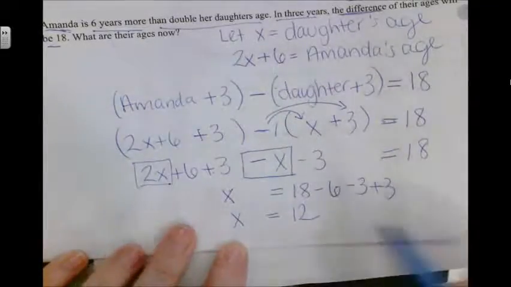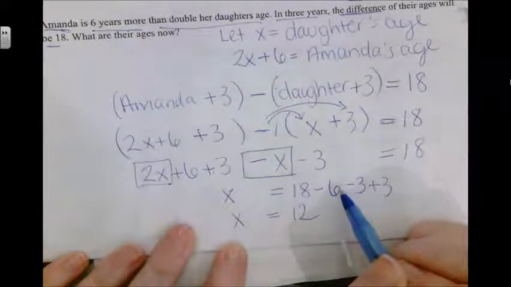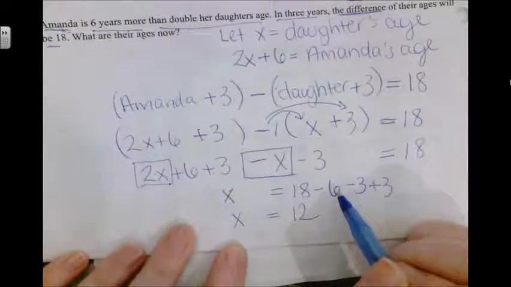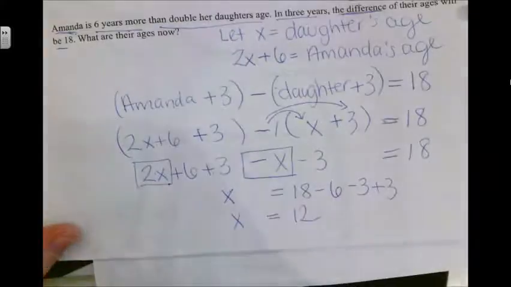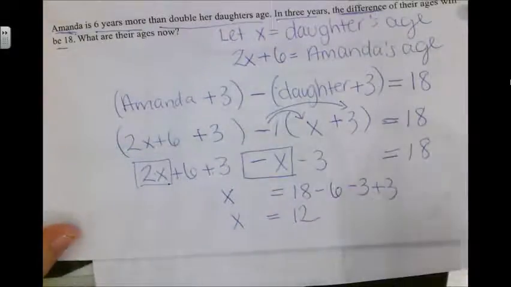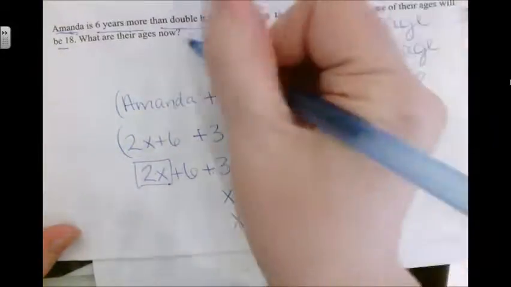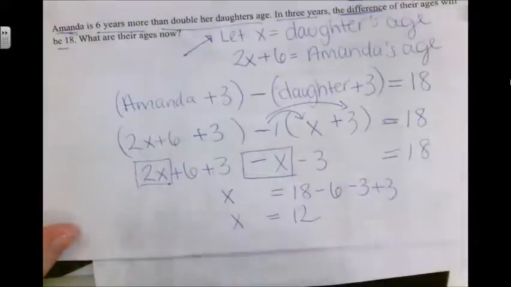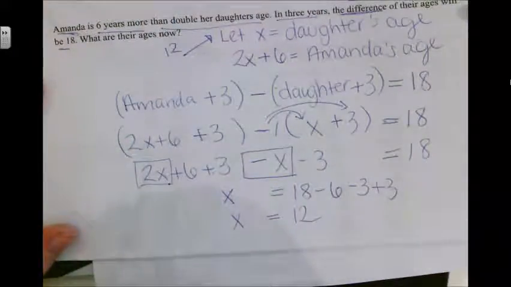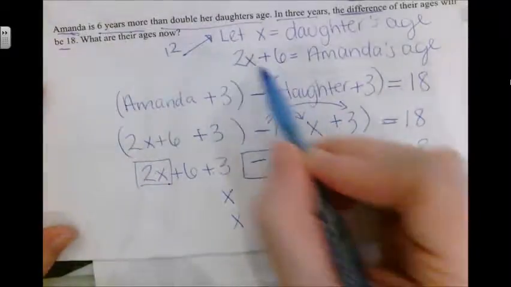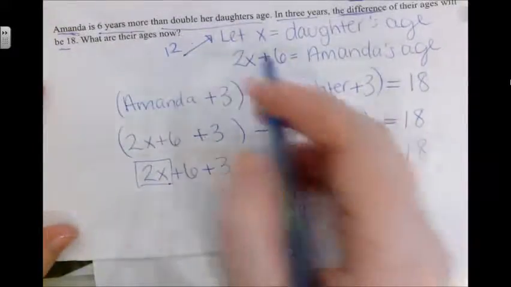So that means that the daughter's age is equal to 12. We still have to make sure we answer the question. I'm kind of running out of space to show you this, but if the daughter is equal to 12, so X was the daughter's age, she's 12, then Amanda's age is 2 times 12 plus 6.